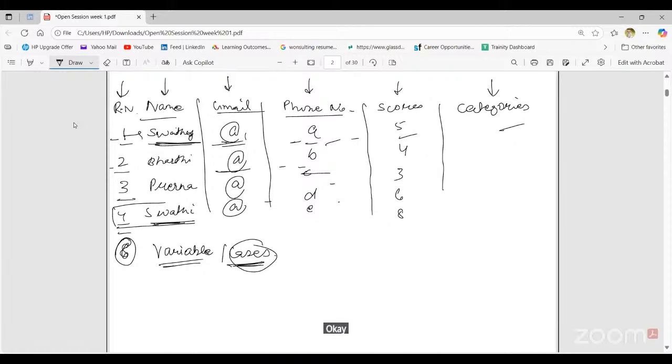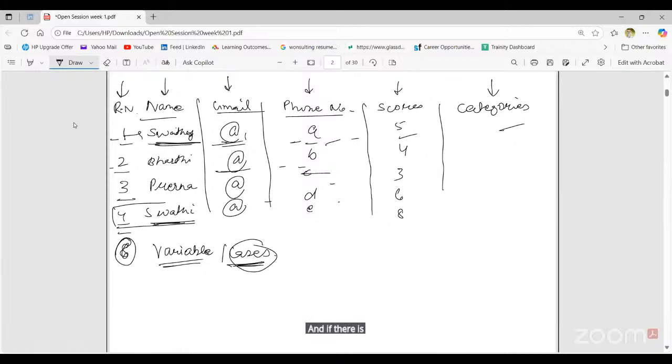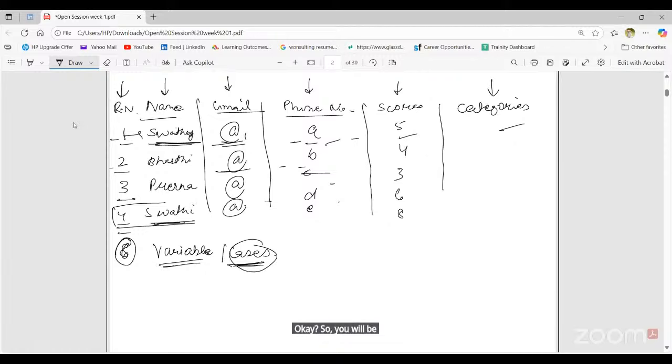I have a doubt. What if there is no unique observation in cases? Like if I get data only with name, score, and age, and there are multiple of the same name. You will be having a column in which you have unique cases, so that kind of data will be there.